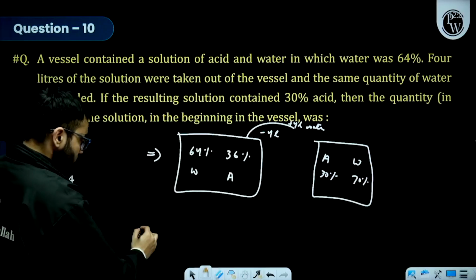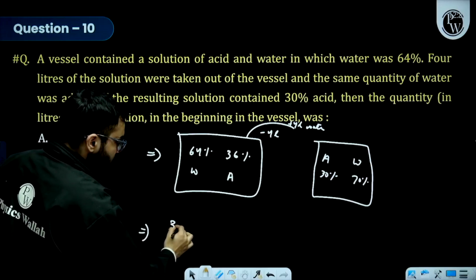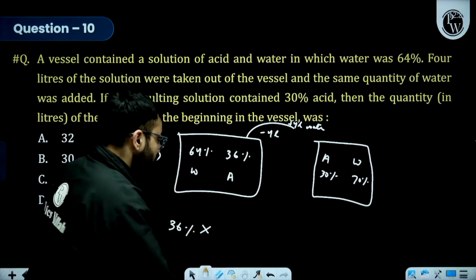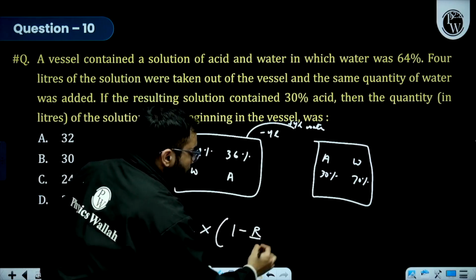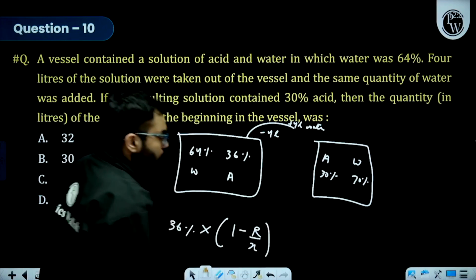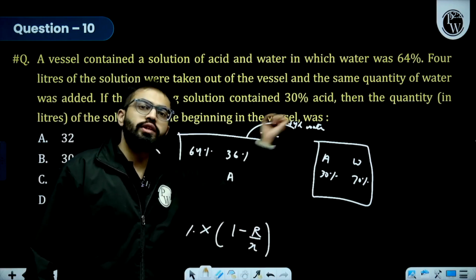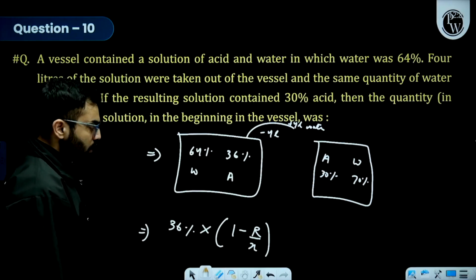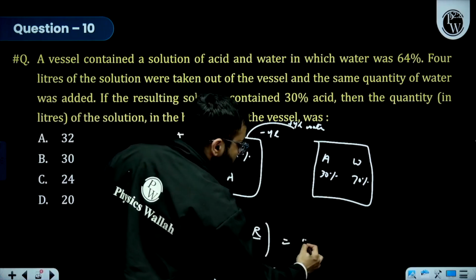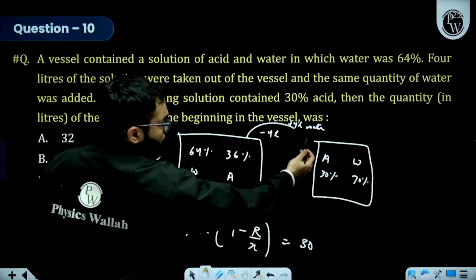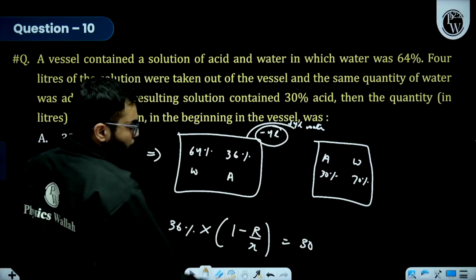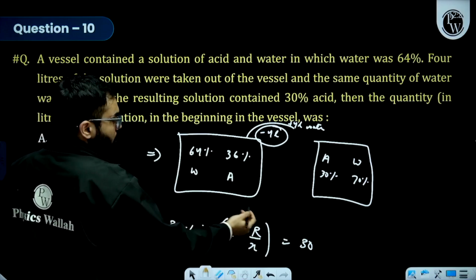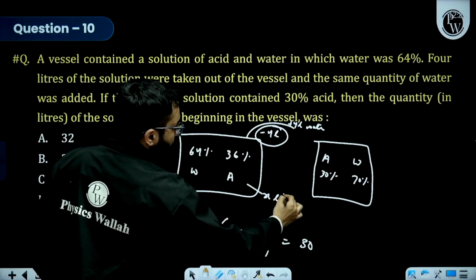So if I apply the concept of substitution, 36% acid, and we will multiply it by the factor 1 minus R by X, where R is the number of liters of the solution taken out and X is the total volume inside this particular vessel, and this has become finally 30%. The number of liters of solution taken out was 4, so R is equal to 4, and the total solution we do not know, so we have taken it as X liters.